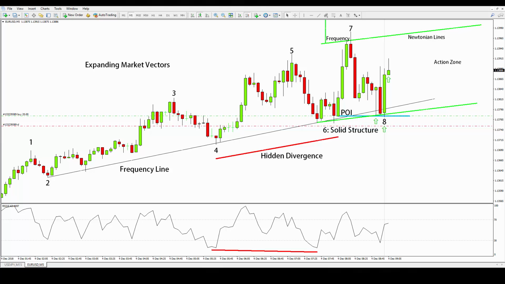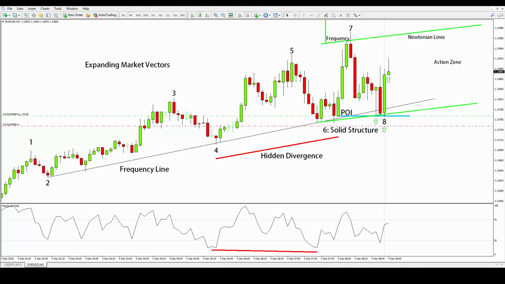Another obvious element in this chart is the creation of higher highs and higher lows in what I previously called expanding market vectors. Numbers 1, 3, 5 and 7 are clearly higher highs, and numbers 2, 4 and 6 are clearly higher lows. The expectation in this trade idea is that number 8 will also be a higher low that will give rise to a higher high in the near future. That's the underlying assumption of a long trade idea in number 8.